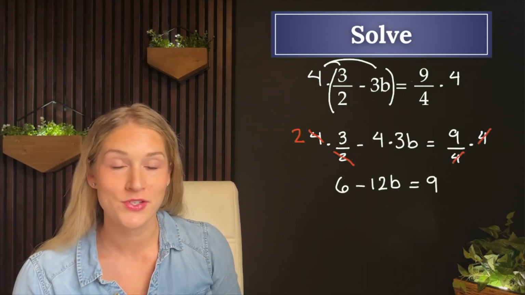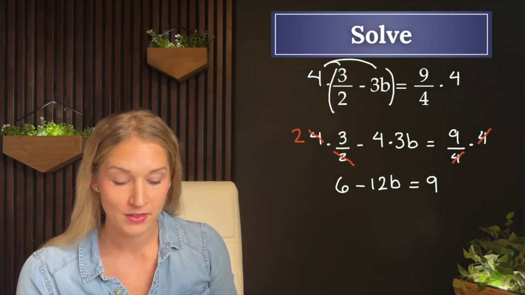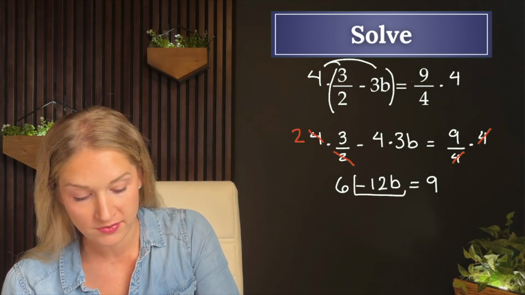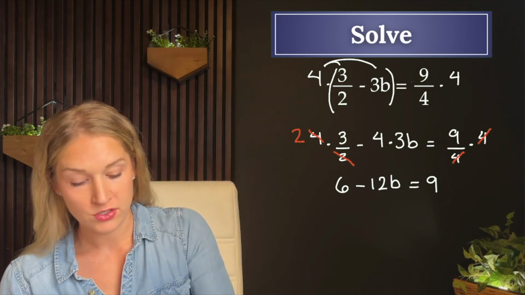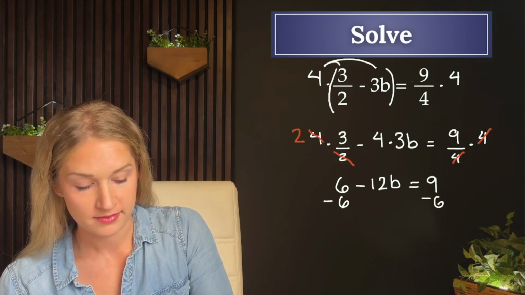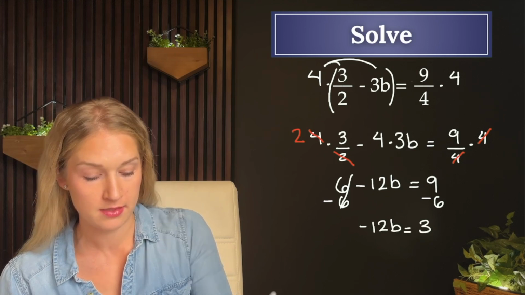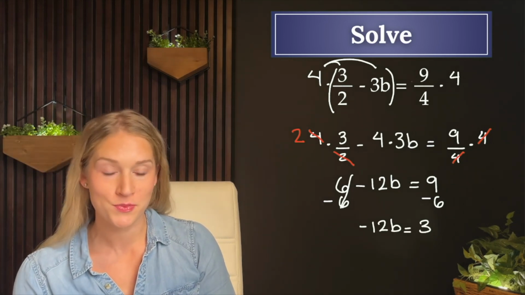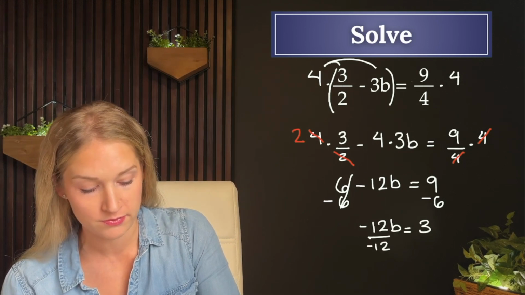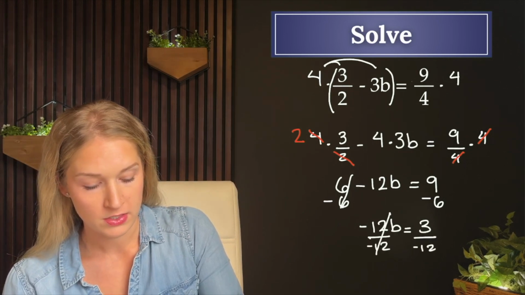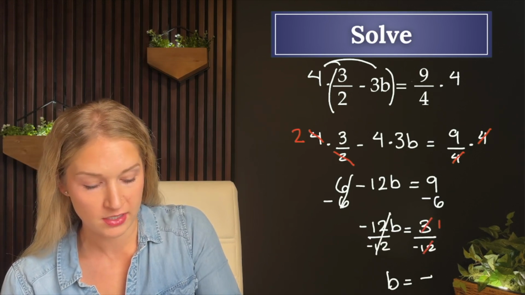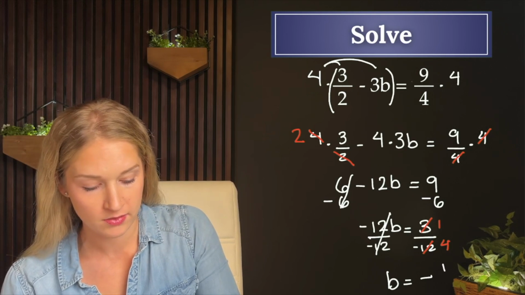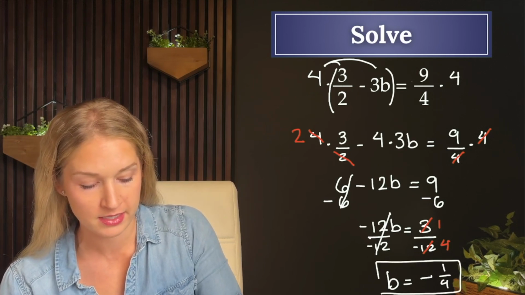So now we've got ourselves to just a pretty basic two-step equation. We've talked about isolating the term that has the variable in it, so I need to get rid of the 6 first. So to do that, I need to subtract my 6. I've got negative 12b equals 3. And now I can undo that multiplication by dividing by negative 12. So b equals negative, and when I reduce this fraction, I get 1 and 4, so I get negative 1/4. So b is negative 1/4.